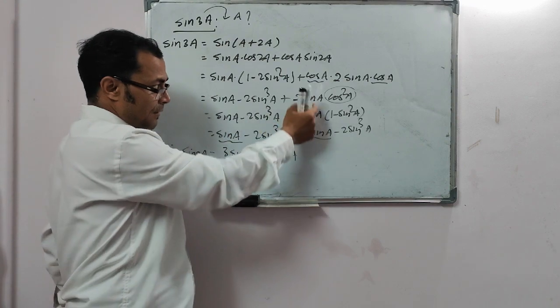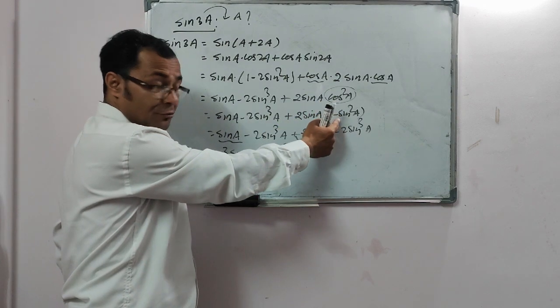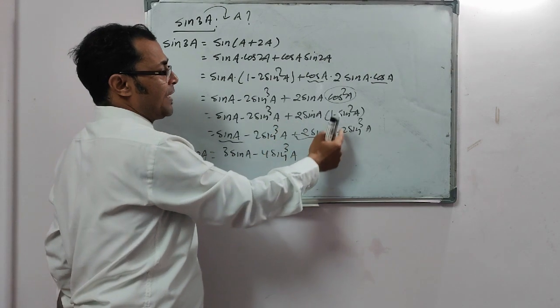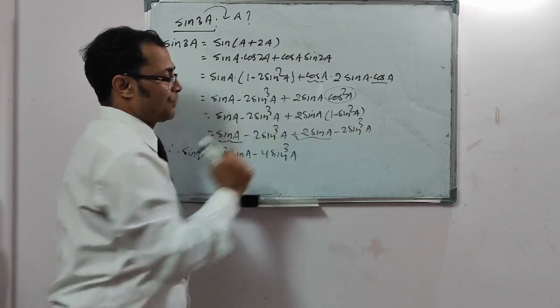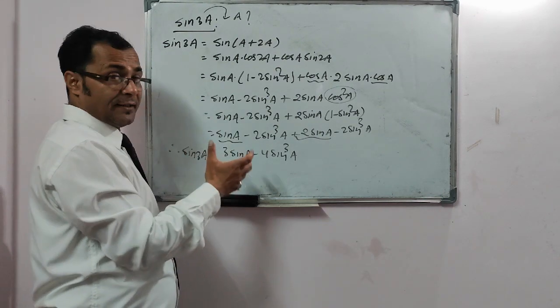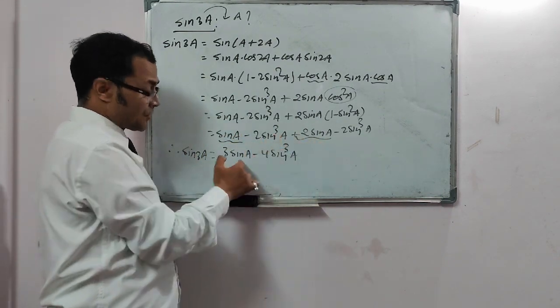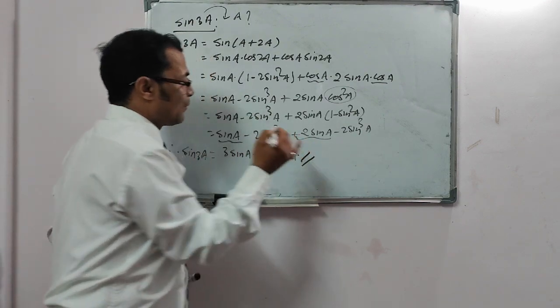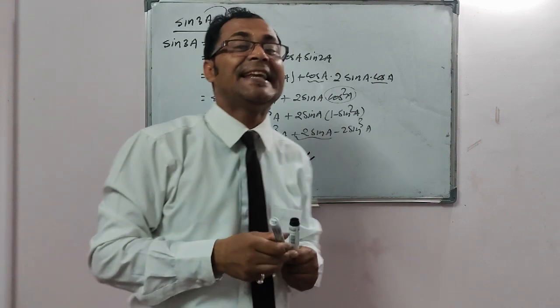Keep this as it is, this one as it is, here 1 minus sine square A, as you know, and this as it is, and just multiply 2 sine A minus 2 sine cube A. So lastly, let's simplify the like terms. This and this means 3 sine A, and this is 4 sine cube A. So this is the formula for sine 3A.